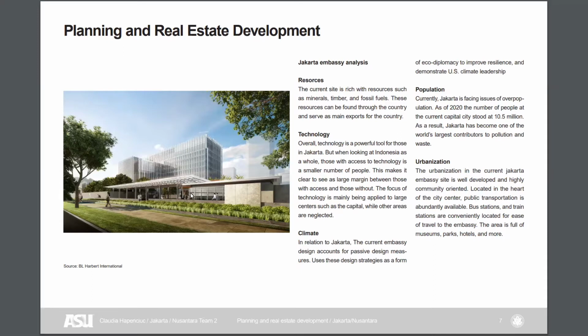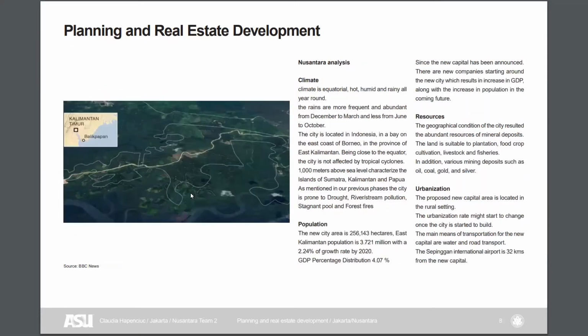The climate: the embassy design accounts for passive design measures. The design strategies form eco-diplomacy to improve resilience and also demonstrate US climate leadership. For the population, present Jakarta is overly populated, which results in an increase of pollution and waste. Coming to urbanization, the embassy site is well developed and highly community oriented. Being located in the heart of the city, it has easy access to every transportation.